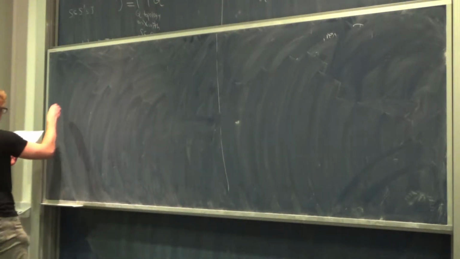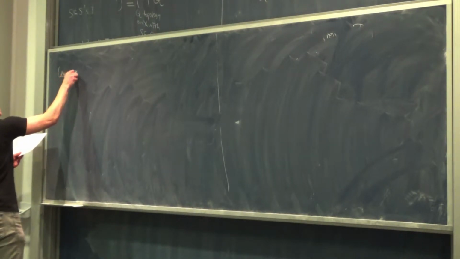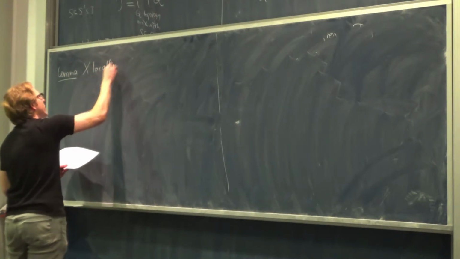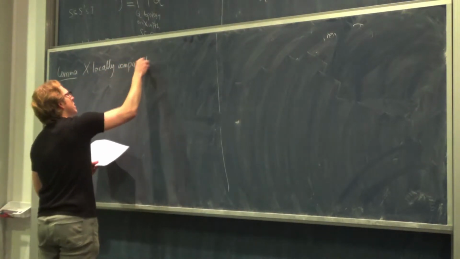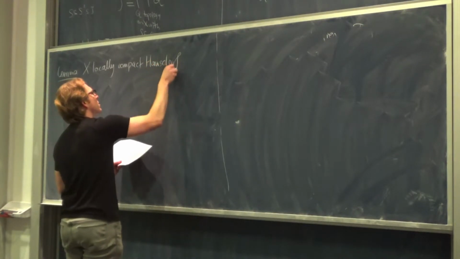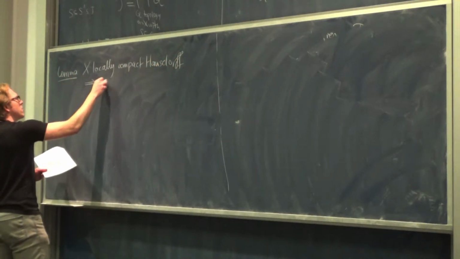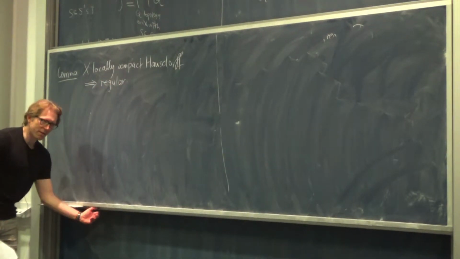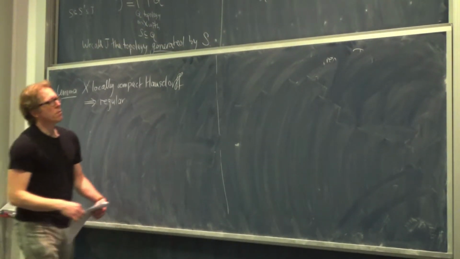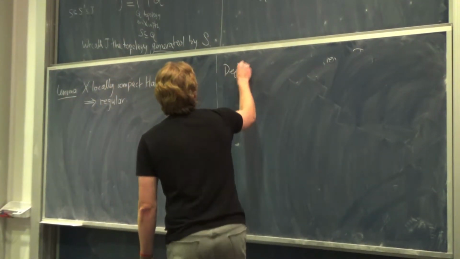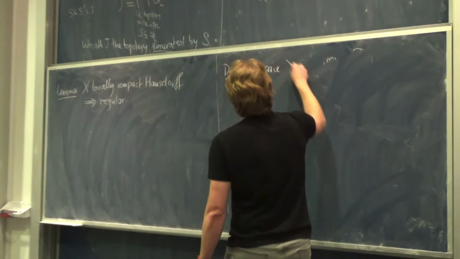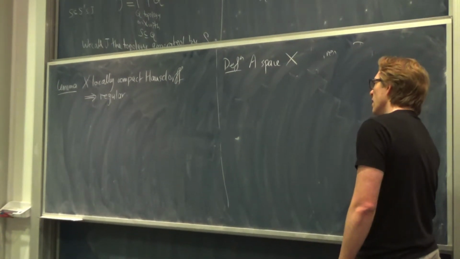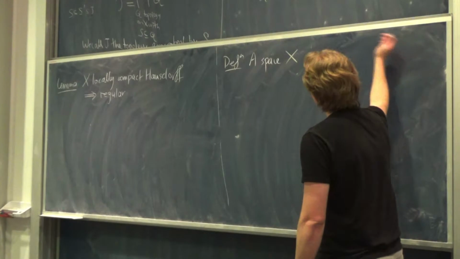A bit less trivially, if X is locally compact and Hausdorff, it's regular. I'm going to define this in a second. This occurred in the notes, but not in the lectures yet, or maybe I mentioned it briefly. Regularity and normality are conditions related to Hausdorffness, but stronger.